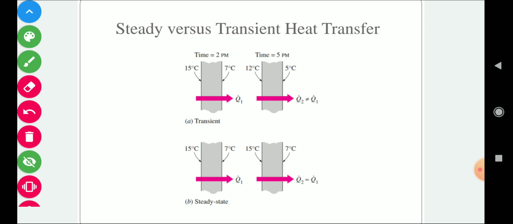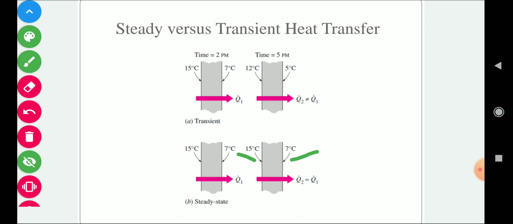See here, the outside wall temperature is maintained at 15 degrees centigrade, and on this side the wall temperature is maintained at 70 degrees centigrade at 2 p.m. After 3 hours, that is at 5 p.m., we get the same temperatures, 15 and 70 degrees centigrade. So there is no change in temperature with respect to time. So this is an example of a steady state condition.